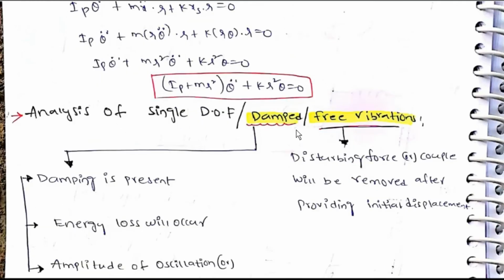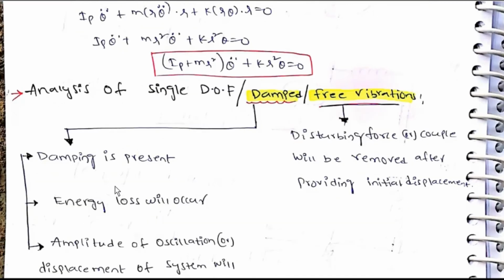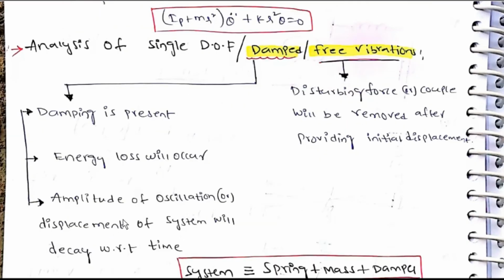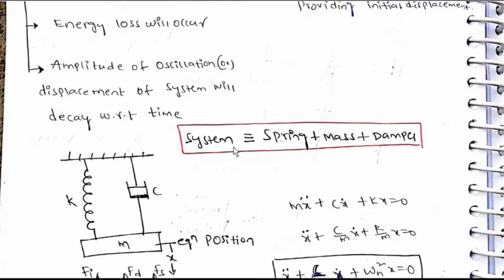analysis of single degree of freedom, damped free vibration. Damping is present, energy loss will occur, amplitude of oscillation or displacement of system will decay with respect to time. Disturbing force or couple will be removed after providing initial displacement. System is equivalent to spring plus mass plus damper.